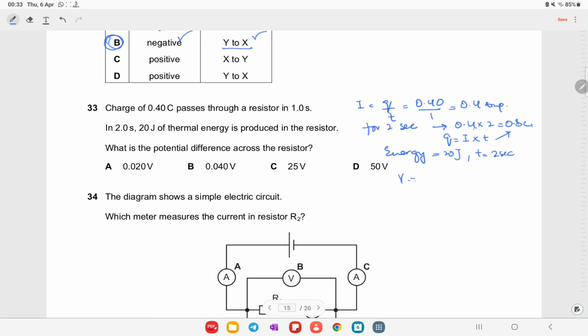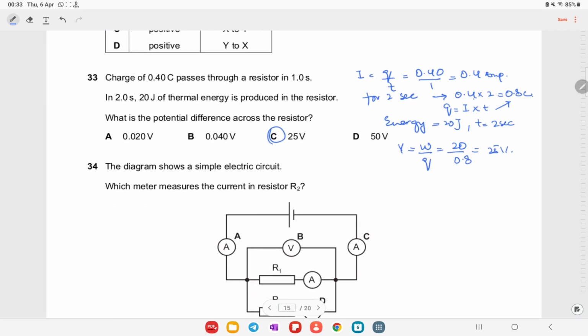So we know the potential difference is work done over unit positive charge. So work done is what? Energy is 20 joules and charge is 0.8, and this is going to be 25 volts. So there you go, your answer is C.